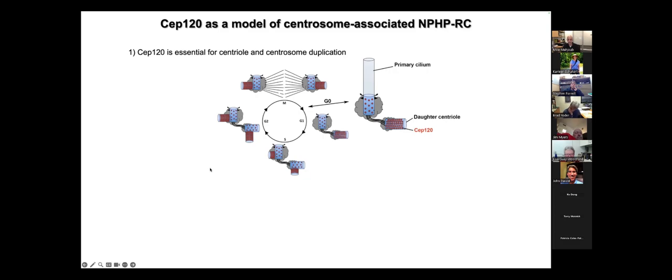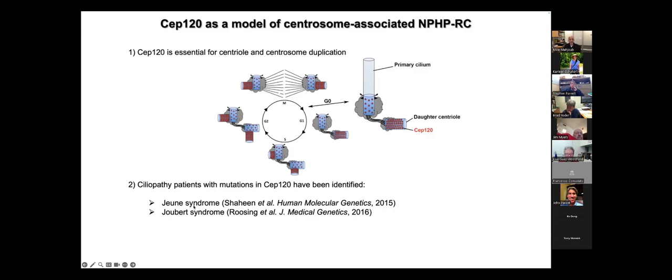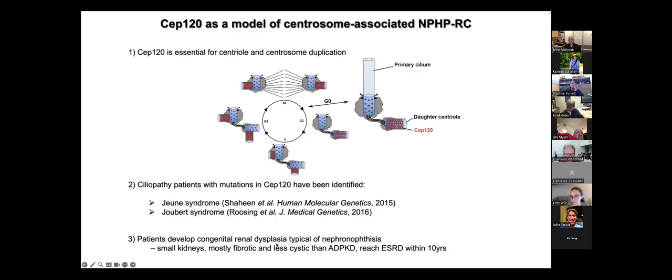So we've studied the process pretty well. And in the process of studying CEP120, we've developed a lot of reagents. So we have a lot of tools against it, including a mouse model. So it gives us a handle to study this really well. Importantly, this gene is mutated in cohorts of patients with the disease syndromes that we care about, these nephronophthisis-related renal ciliopathies. And indeed, these patients develop congenital renal dysplasia, typical of nephronophthisis. Their kidneys are small, mostly fibrotic and less cystic than ADPKD, and they reach ESRD within the first 10 years of life. So CEP120 gives us a physiologically relevant protein to study these early onset, severe nephronophthisis-related ciliopathies, and also gives us a way to study the role of the centrosome in this whole process.